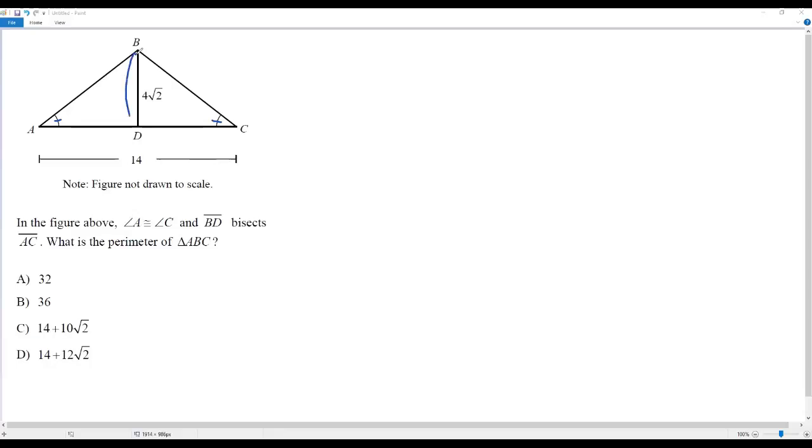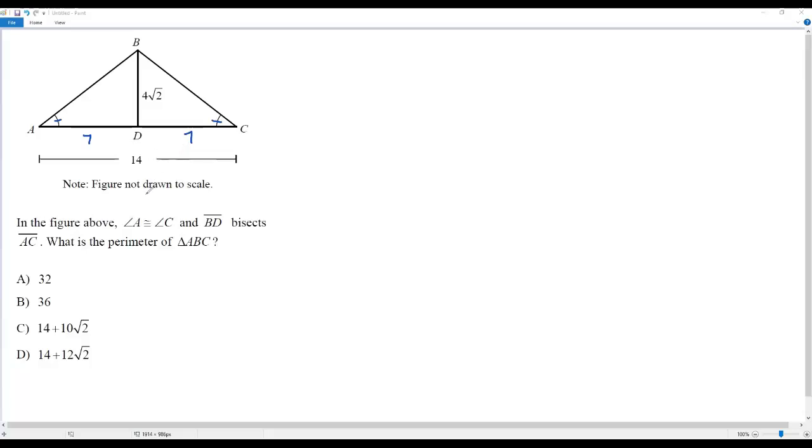So the line segment BD bisects AC. That means the line segment BD divides AC into two equal parts. That is, the length of AD and the length of DC must be equal. That is, D is the midpoint. Already we know the length of AC, that is 14 units. So if BD bisects AC, that is BD divides AC into two equal parts, then the length of AD is 7 units, the length of DC is 7 units.